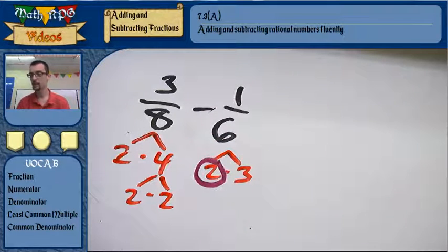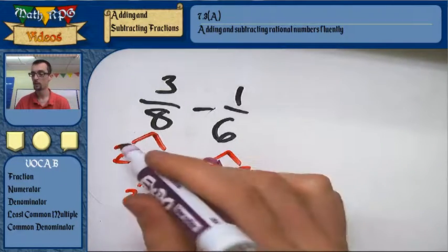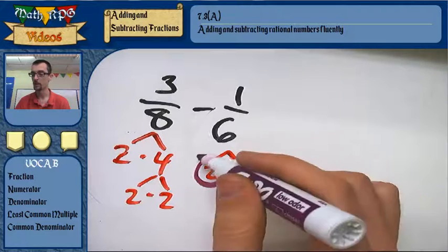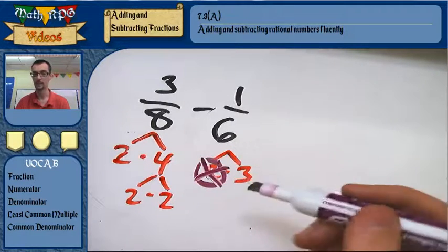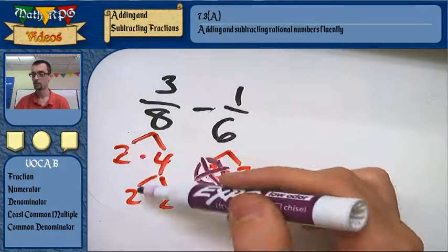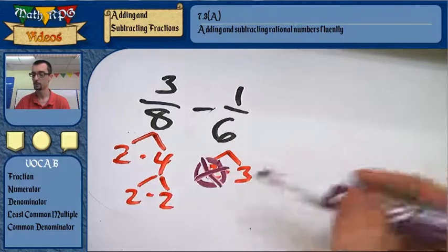So my least common multiple is if I take all their factors and multiply them together, except for the one that's repeated. So I'm not going to multiply 2 times 2 times 2 times 2 times 3. I'm not going to do the one that's repeated. I'm going to multiply 2 times 2 times 2 times 3. And that'll give me the least common multiple. So 2 times 2 is 4, times 2 is 8, times 3 is 24.